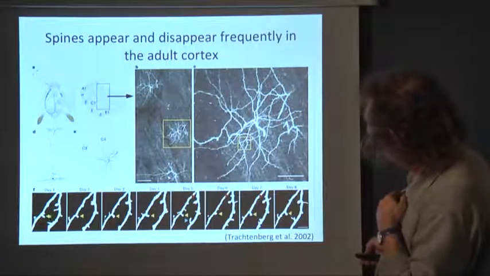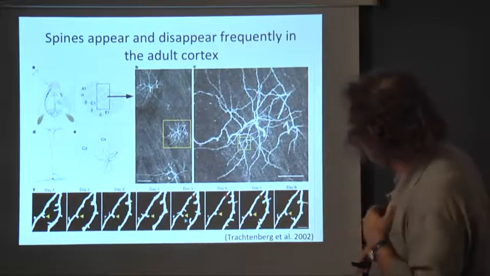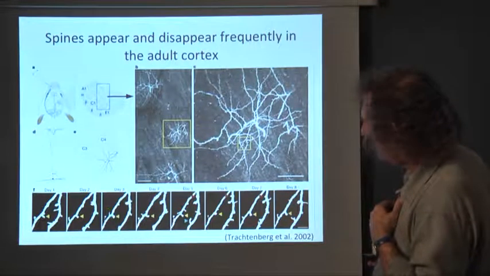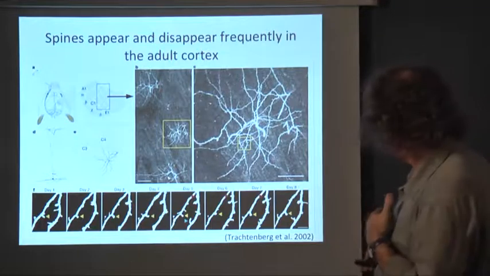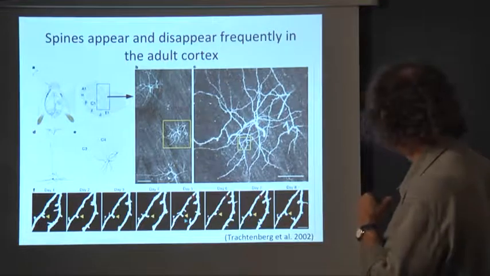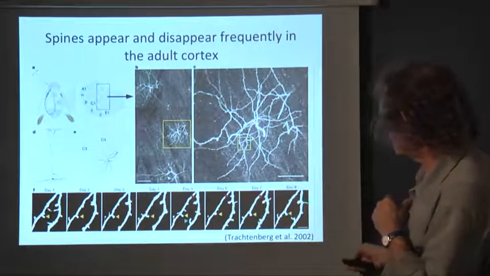So look at this spine that is highlighted with a yellow arrow here. Day 1, there is a spine. Day 2, there is a spine. Day 3, there is a spine, and so on. So this is a stable spine. It appears in all days, 8 days.